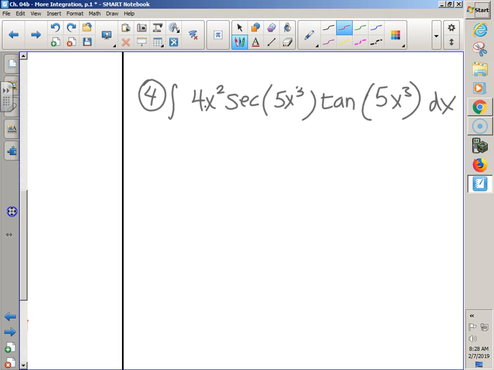What did you choose, if you already tried it? Got it. And if u is 5x cubed, are we going to skip the mumbo jumbo and just go down to du equals? What's u prime? But what else do I need?